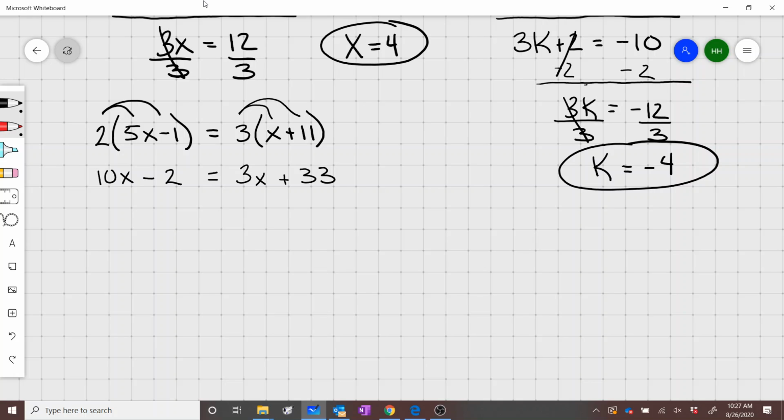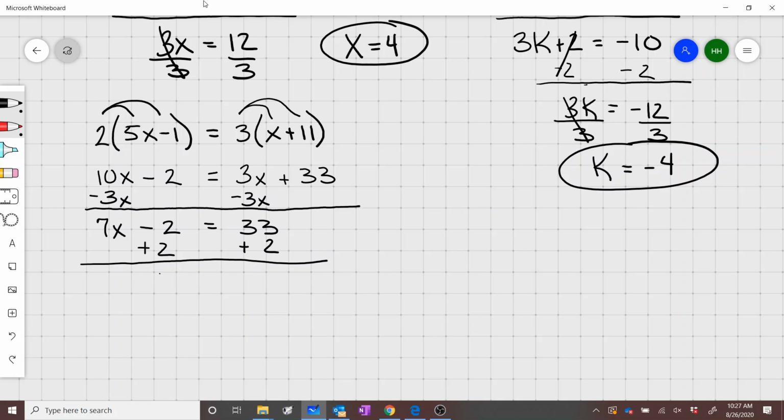And now, move the smaller variable. So subtract 3x from each side. So we get 7x minus 2 equal to 33. And add 2 to each side. So our 7x equals 35. And then divide by 7. X is equal to 5.